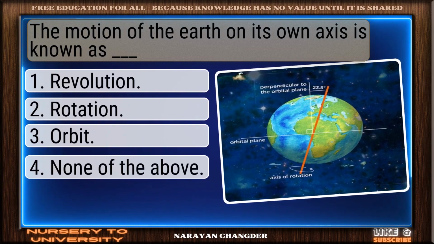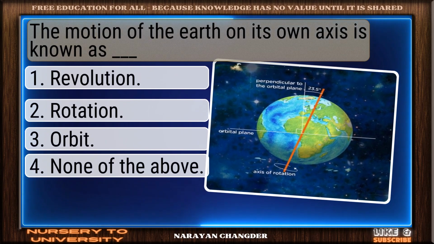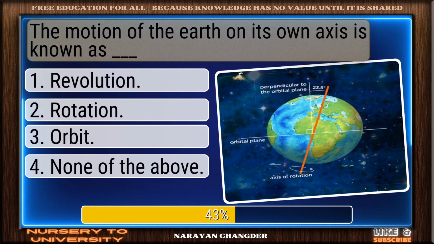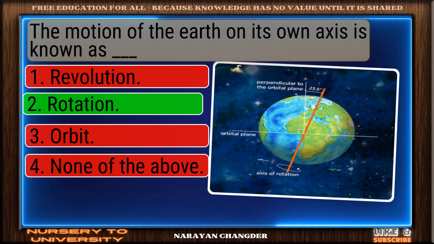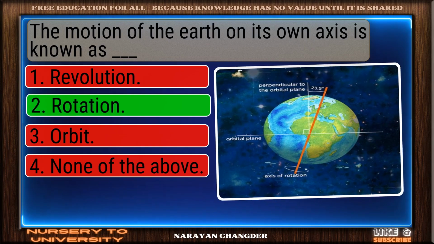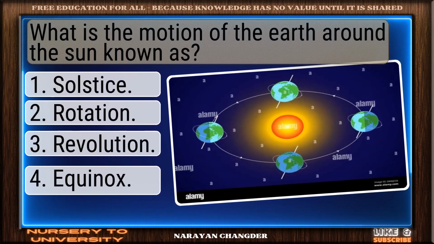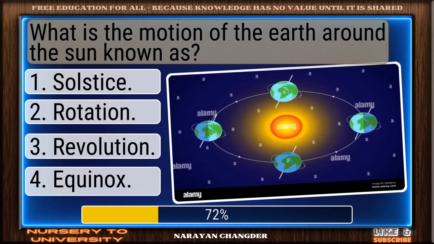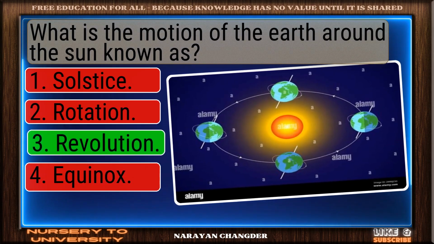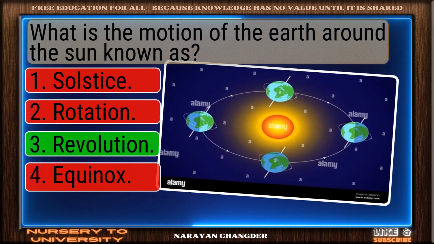The motion of the Earth on its own axis is known as dash. Correct response. Rotation is the most accurate answer. What is the motion of the Earth around the Sun known as? Well reasoned. Revolution is the correct choice.